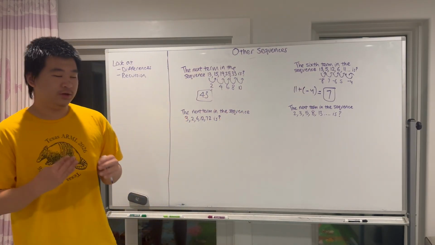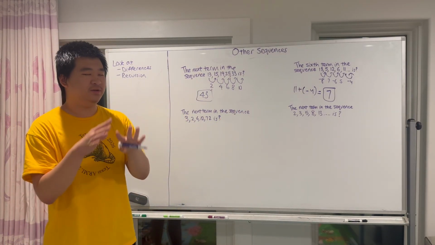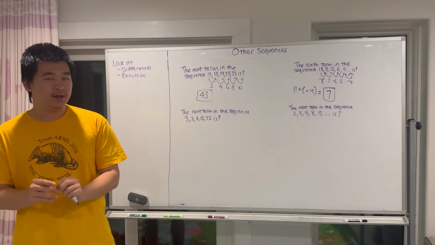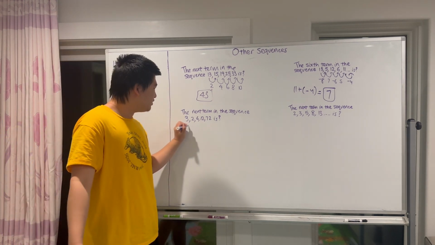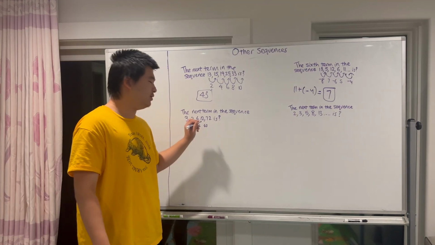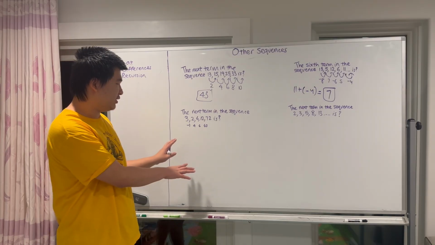Basically for these two, we're just going to look at the differences and see if we can spot anything. But sometimes the differences don't really tell you anything. For example, here the differences would be like negative 1, 4, 6, 60, and really there's no rhyme or reason to this.